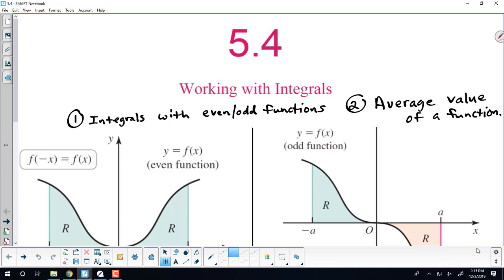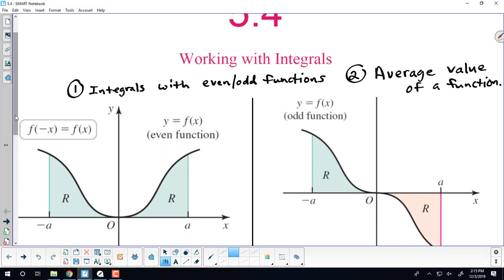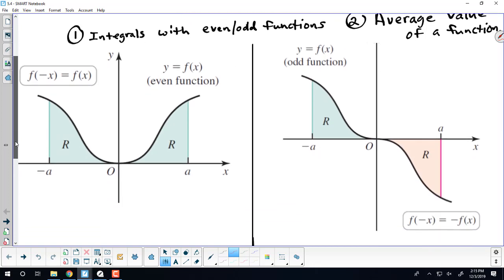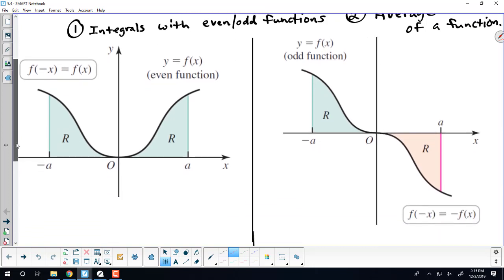All right, let's start 5-4. We'll probably just do one example of each kind of topic here. It's called working with integrals. We're going to look at integrating even and odd functions and the average value of a function. So the first thing we're looking at is the even and odd stuff. And it's not that you necessarily have to do this. It's a whole lot more efficient if you can recognize when you can use this.